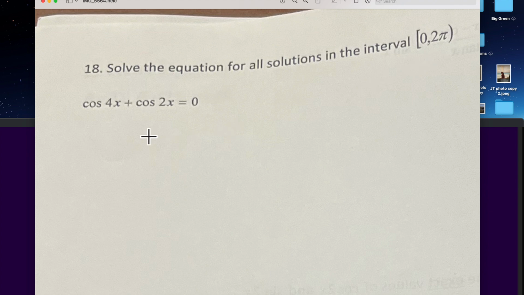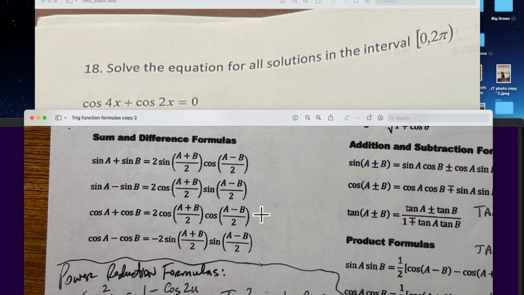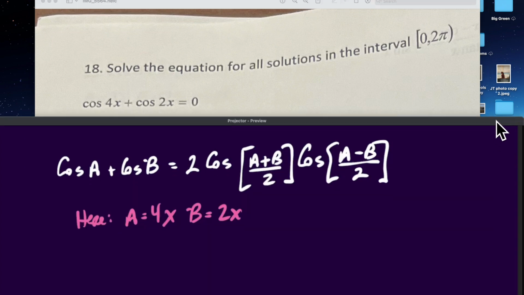Okay, we have cosine 4x plus cosine 2x equals 0, so we're going to pull out our trigonometric function formula sheet, and we're going to use the sum and the difference formulas. This is a sum of two cosine functions. Now here, in this specific problem, we have an a value of 4x and a b value of 2x. So let's go ahead and plug in 4x for a and 2x for b.